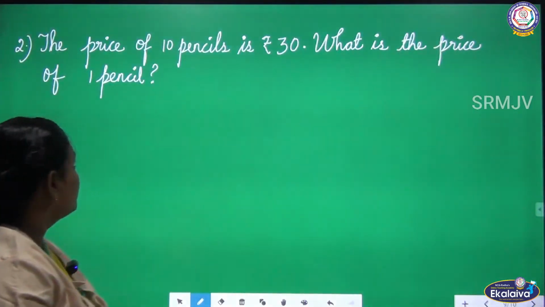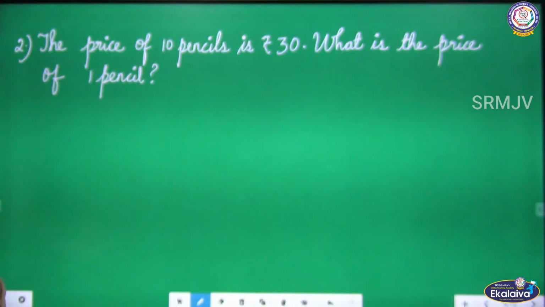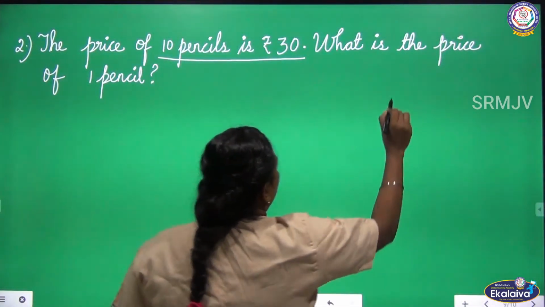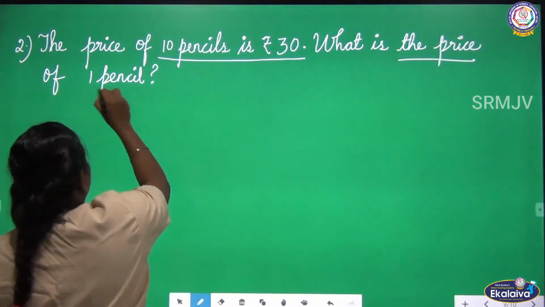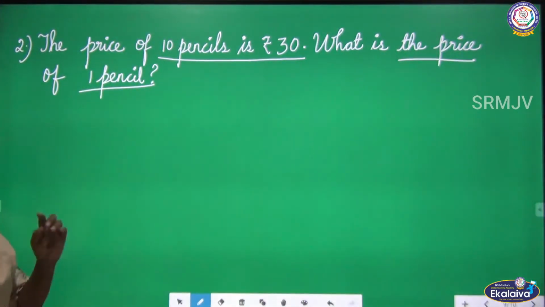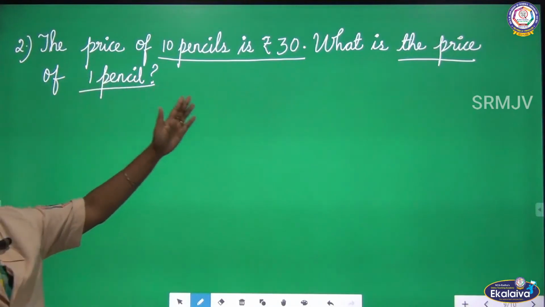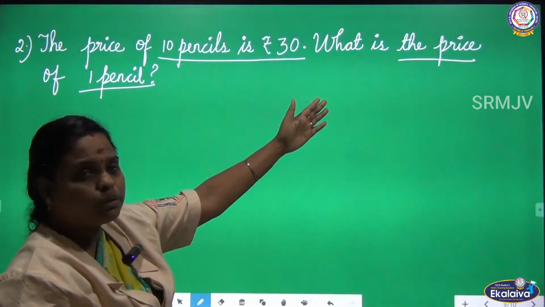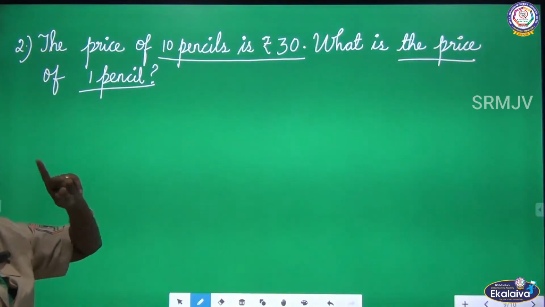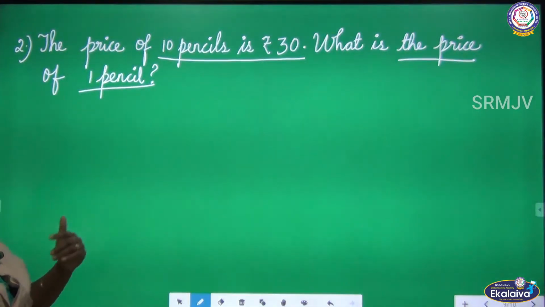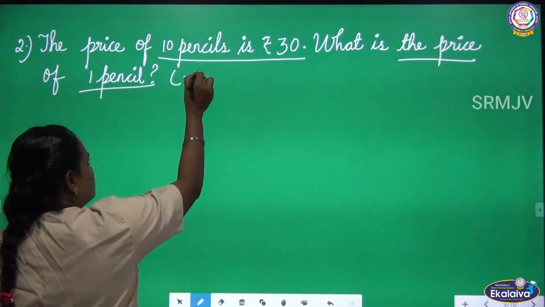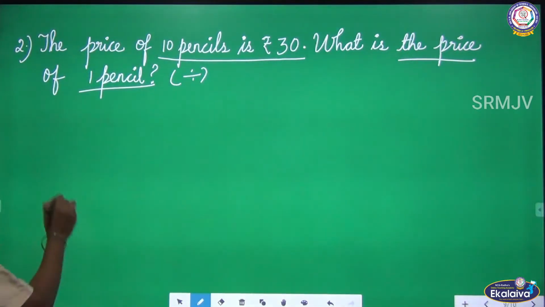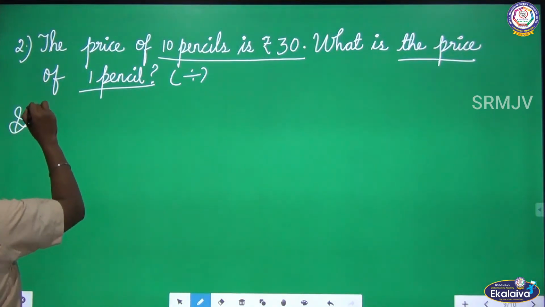Next one, word problem. They have given the price of 10 pencils is rupees 30. What is the price of 1 pencil? They have given the price of 10 pencils, so we are going to find out the price of 1 pencil. If they ask 1 or each, what do we have to do, children? We are going to divide and then find out the answer. So you write solution.